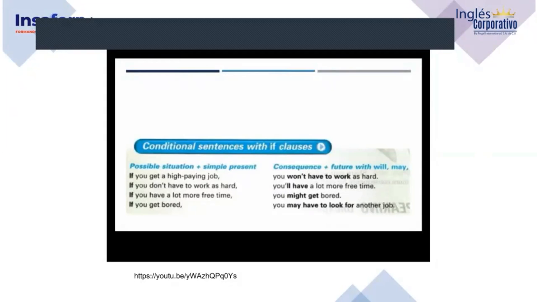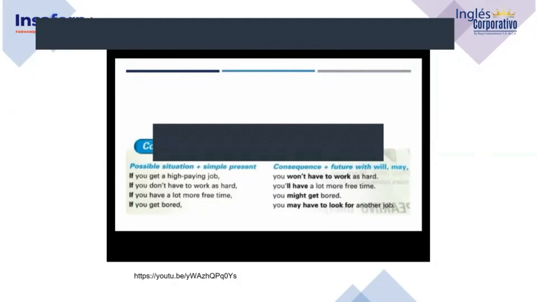If you don't have to work as hard, you'll have a lot more free time. If you have a lot more free time, you might get bored. If you get bored, you may have to look for another job.